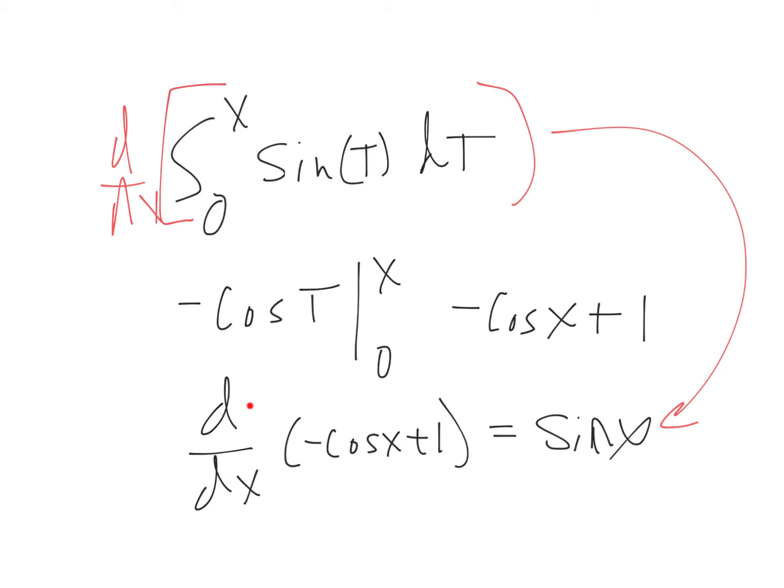Now I want to take the derivative of that function. Well, the derivative of negative cosine x is sine x. The derivative of 1 is 0. So that's the derivative of that function, which is the derivative of that integral. Okay, so again, I don't want you to do this. I want you to use the shortcut.